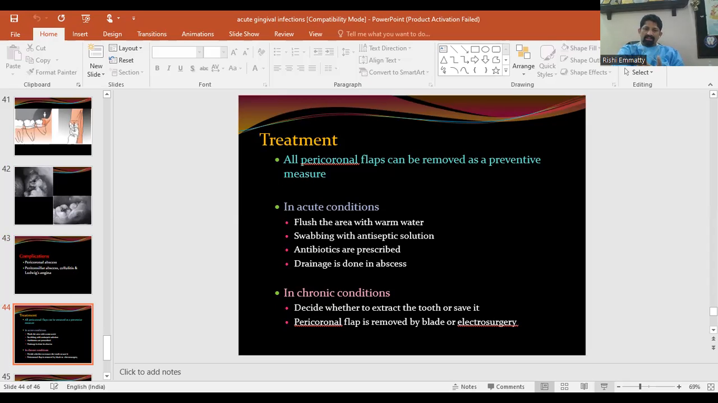And in chronic condition, decide whether to extract the tooth or to save it by doing operculectomy or pericoronoplasty. And the pericoronal flap is removed either by blade or electrosurgery, or with laser surgery, the flap is removed in chronic condition.